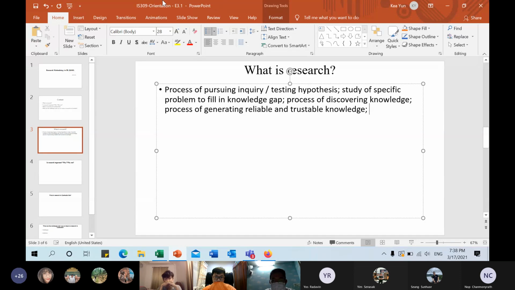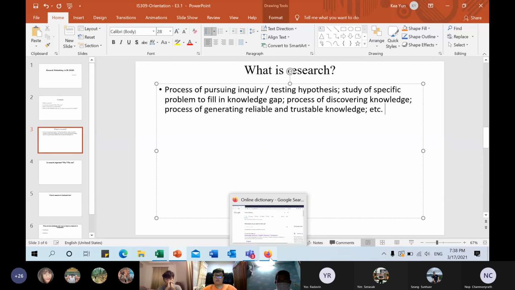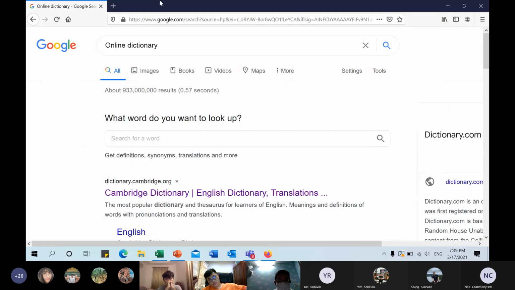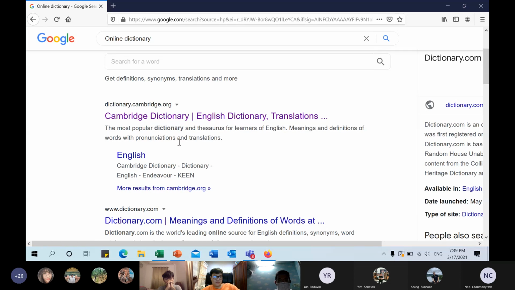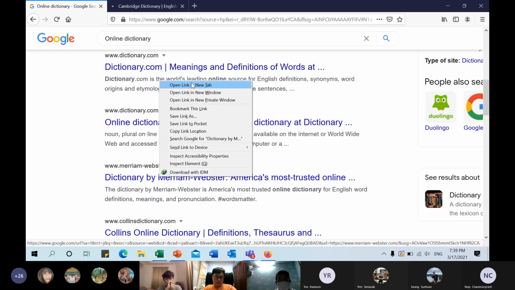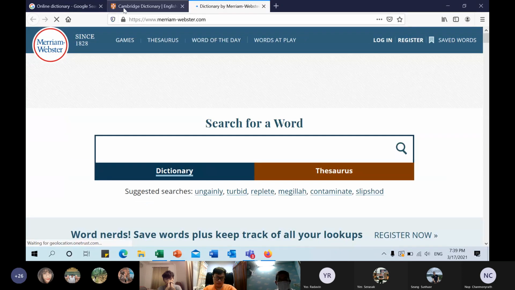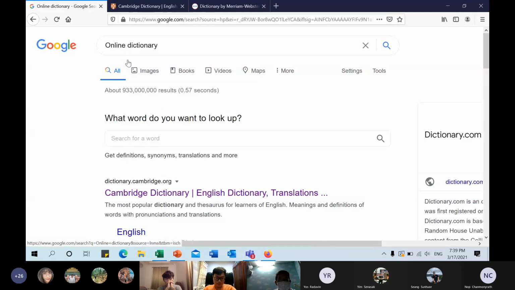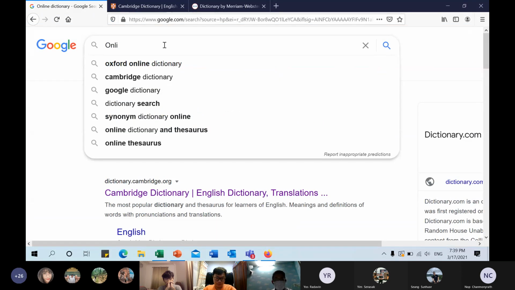Is that it? There's some more you can add. No? If not, I'd like to introduce some definitions. I think you are all right. I just want to compare your answers to the definitions of some dictionaries. I choose two dictionaries, Cambridge Dictionary and Merriam-Webster, and one more, Wikipedia.